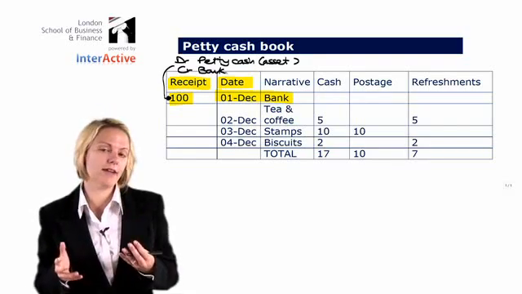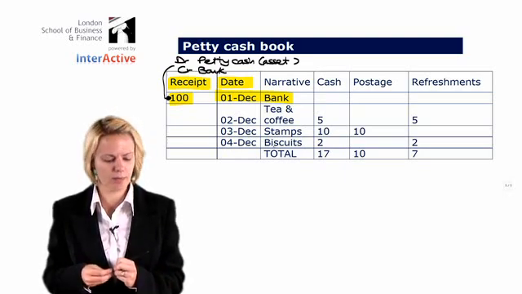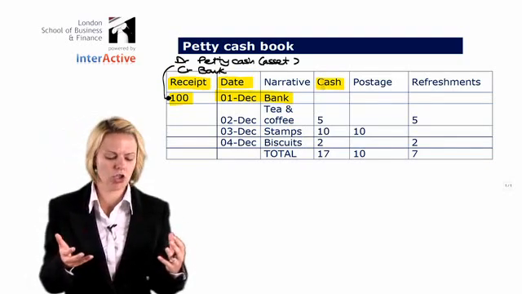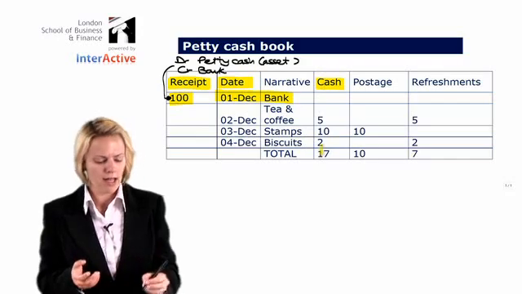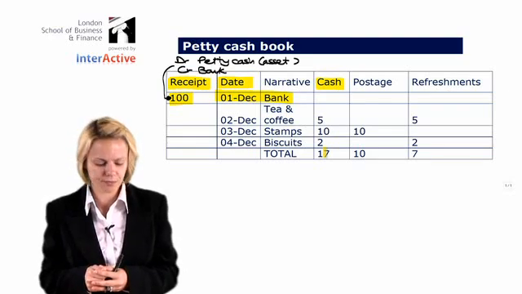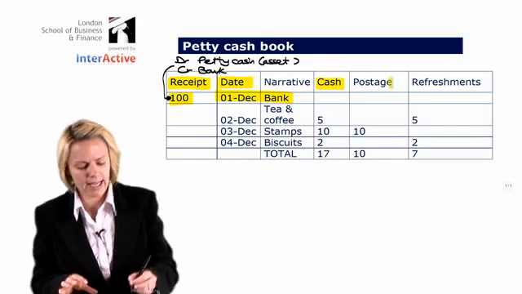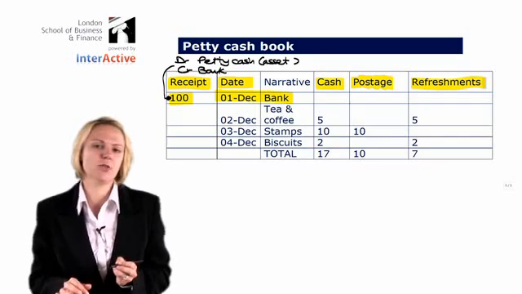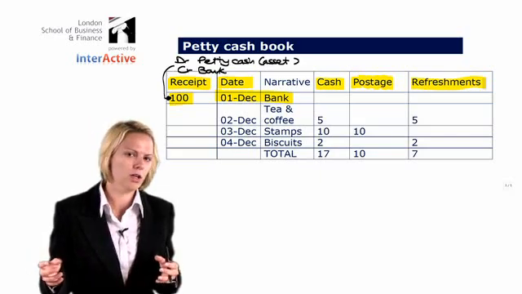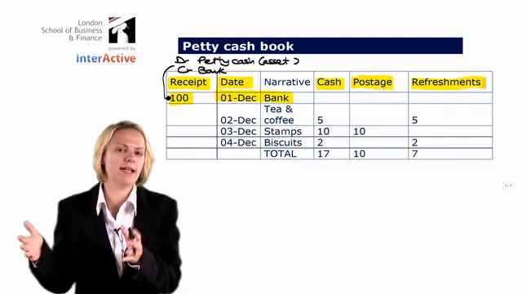We can then see that we've got several items of expenditure: tea and coffee, stamps, and some biscuits as well. So we can see then that all the cash paid out of petty cash, the 5, the 10, and the 2, have been totaled up at the bottom as $17 that has been paid out of petty cash. What we then must do is analyse those payments out of petty cash. Is it for postage or is it for refreshments, tea, coffee and biscuits? So very similar to the cash payments book, if you remember. We show one column showing the total payments out, and then we analyse the expenditure that we've paid out.